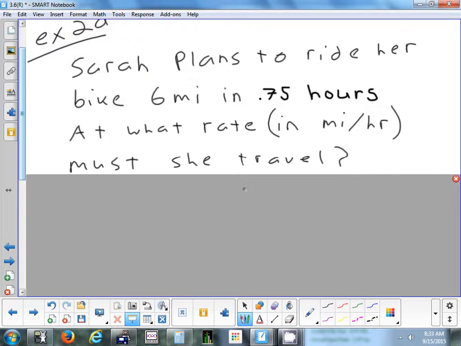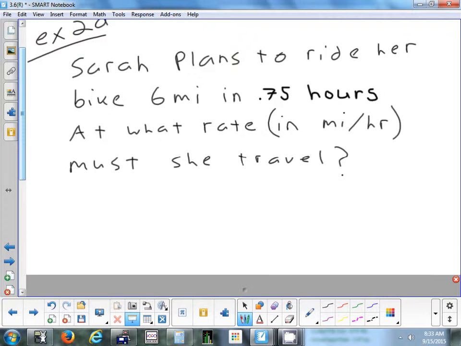So 2A, you guys have something that looks like this on your sheet, right? 0.75 hours, Sarah, good. So what's the formula you want to use again, guys? Somebody help me out. D equals RT. D equals RT. So Sarah plans to ride her bike 6 miles in 0.75 hours. At what rate in miles per hour did she travel?